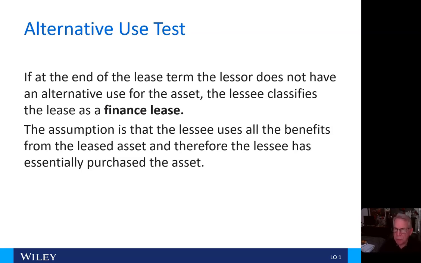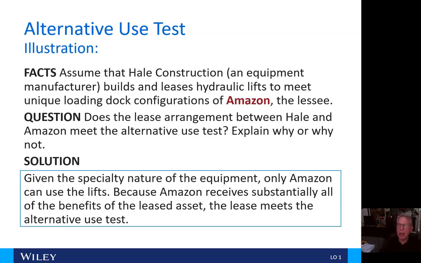Alternative use test. If at the end of the lease term, the lessor does not have an alternative use for the asset, the lessee classifies the lease as a finance lease. The assumption is that the lessee uses all the benefits from the leased asset, and therefore the lessee has essentially purchased the asset. Let's take a look at an illustration of that alternative use test.